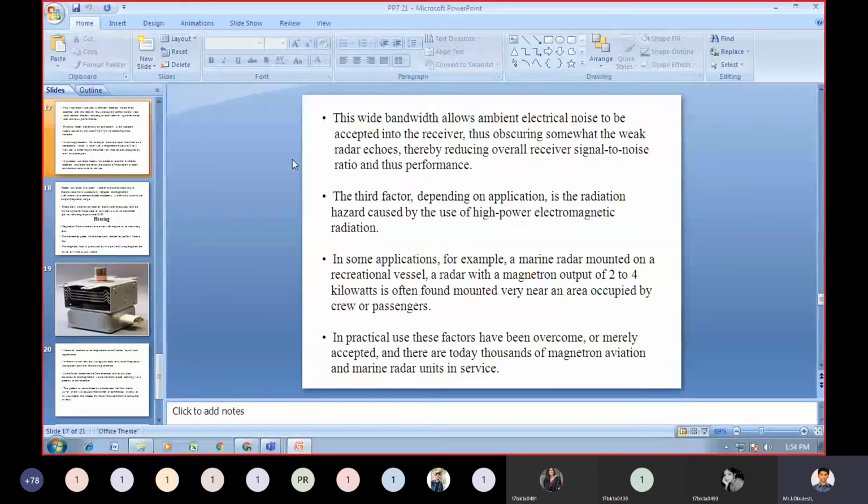In practical use, these factors have been overcome, or merely accepted, and there are today thousands of magnetrons in aviation and marine radar units in service.